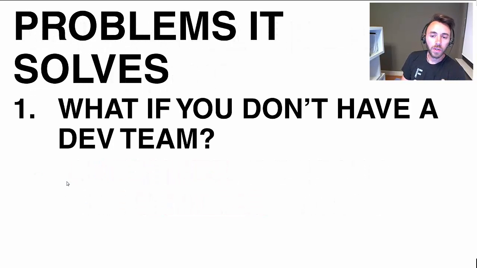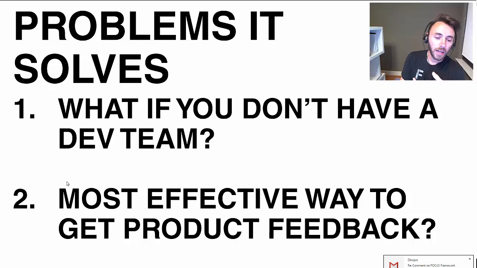Alright, so the problems that we've solved, we've helped answer the question, what do you do if you don't have a dev team? Well, it turns out you don't need one. In fact, you don't even want one right now. Secondly, the most effective way to get product feedback is to get a solution to your customers ASAP, and the fastest way to do that is by doing a manual solution. Of course, the fastest way to respond, react, and implement that feedback is also to have a manual solution.